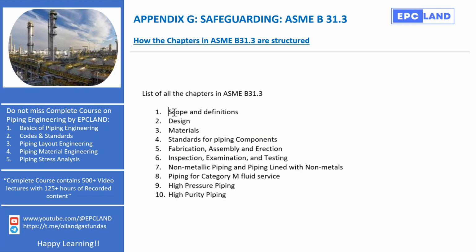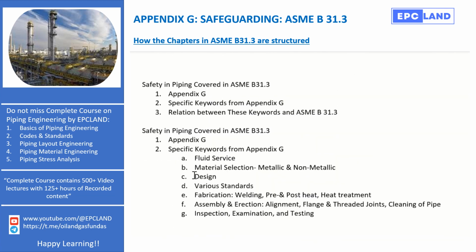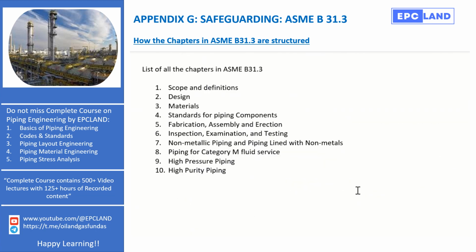In the starting it is talking about scope and definition, then it is talking about design, which is one of the key factors here. Then it is talking about materials. Again this is something which we talked about in detail, because the fluids are passing through the pipes, and different types of critical or non-critical fluids will require different materials, right? Then standards, various standards, this is again one of the chapters. Then fabrication, assembly, erection, this is again the fifth chapter. Inspection, examination, testing, non-metallic piping, piping lined with non-metals, piping for category M fluid service, high pressure piping, high pressure purity piping.